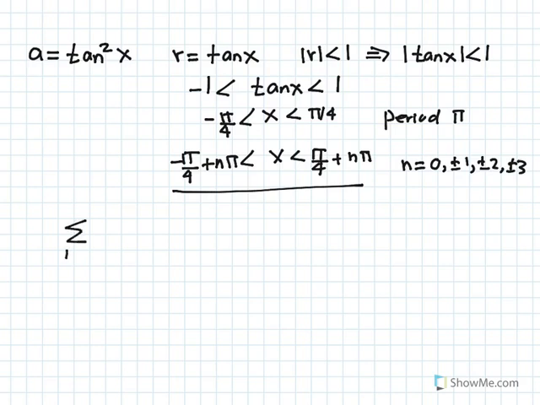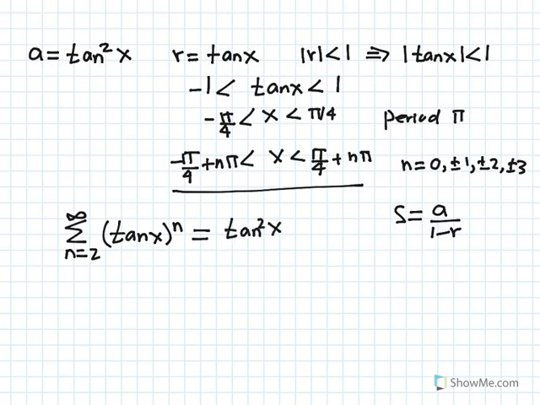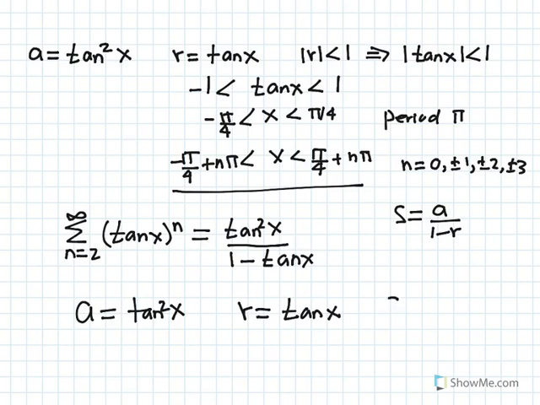So let's write the geometric series. We have the summation n equals 2 to infinity of tan x to the power of n. The sum will be equal to a over 1 minus r. That's the sum of a convergent geometric series. And a is equal to tan squared x, and the common ratio is just tan x, so we get tan squared x divided by 1 minus tan x, where a is equal to tan squared x, the first term of the geometric series, and the common ratio r equals tan x. And we apply the geometric sum, which is s is equal to a divided by 1 minus r.